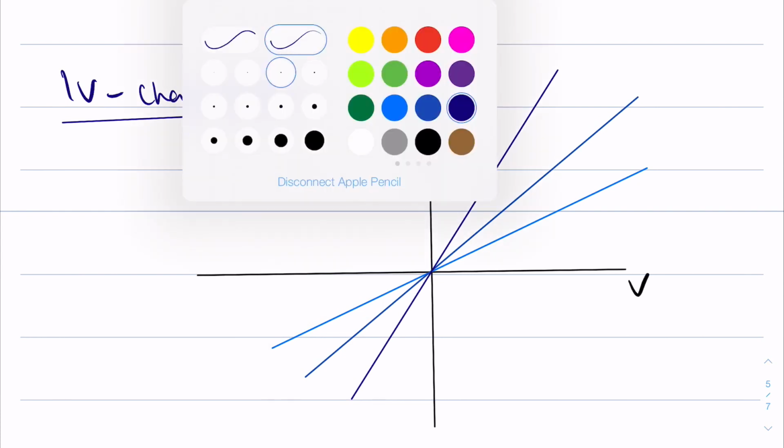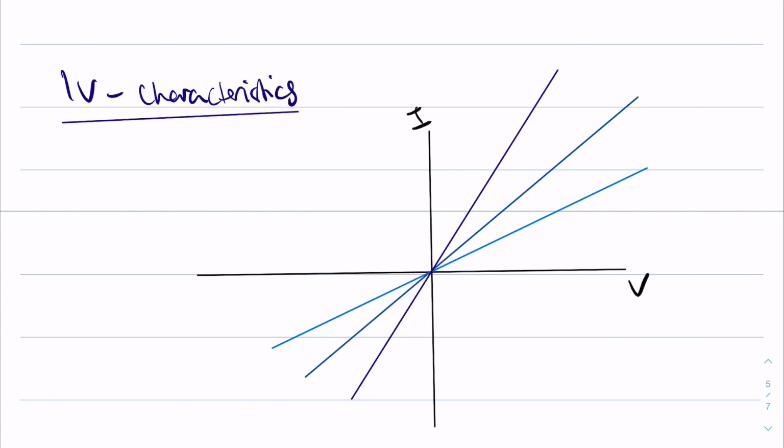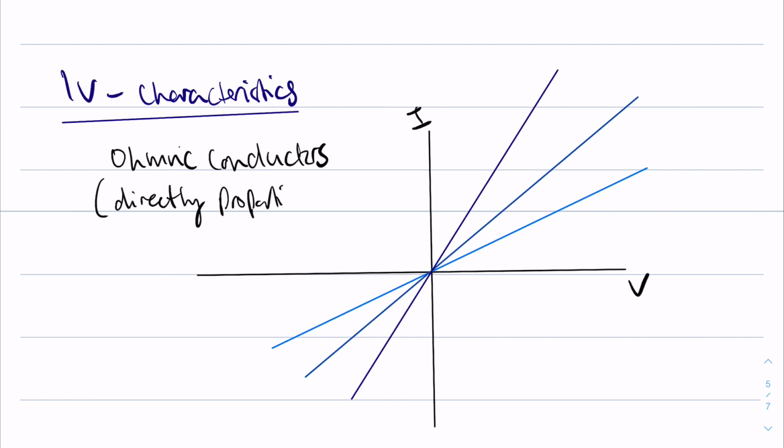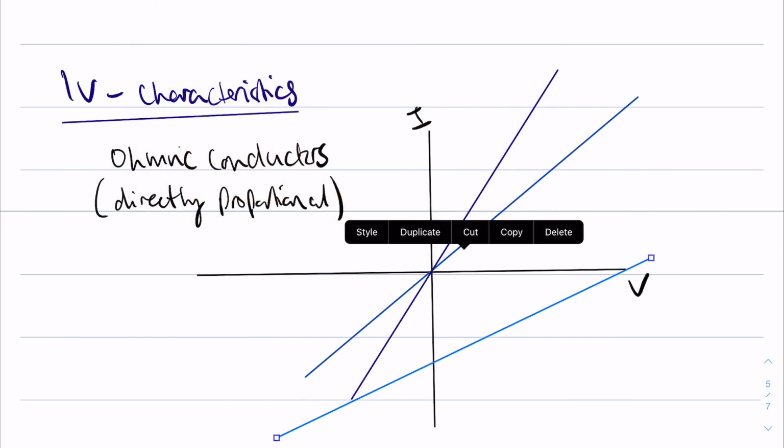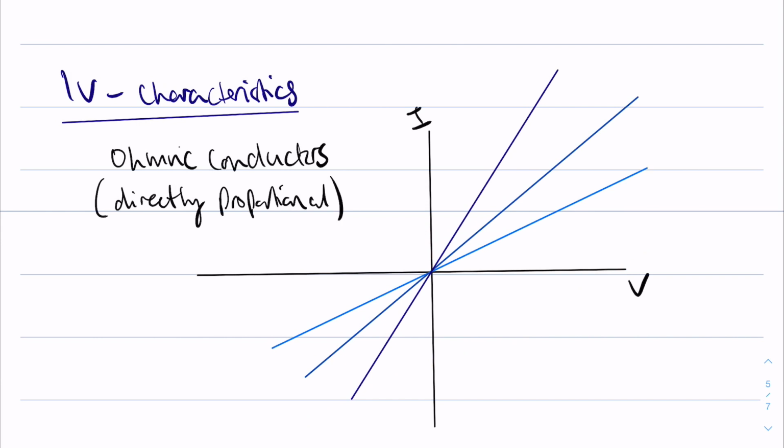And then we can see that these are ohmic conductors. Why? Straight line, and through the origin. I'm going to be lazy and just put that they're directly proportional. We can also see that this one has the lowest resistance, and this one has the highest resistance.